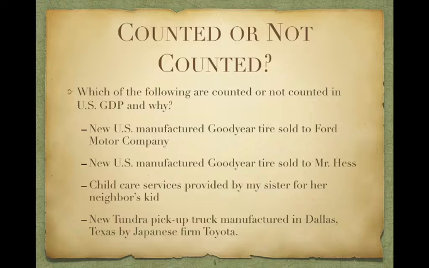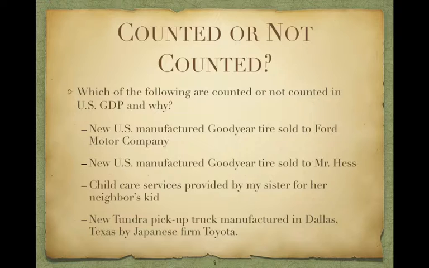And the second one, we've got new U.S. manufactured Goodyear tires sold directly to me, Mr. Hess. For the third one, we've got child care services that are being provided by my sister for her neighbor's kid. And for the last one, we've got a new Tundra pickup truck manufactured in Dallas, Texas by the Japanese firm Toyota. All right, so inside of your head, I want you to already be formulating what you think it's going to be and where it's going to go.